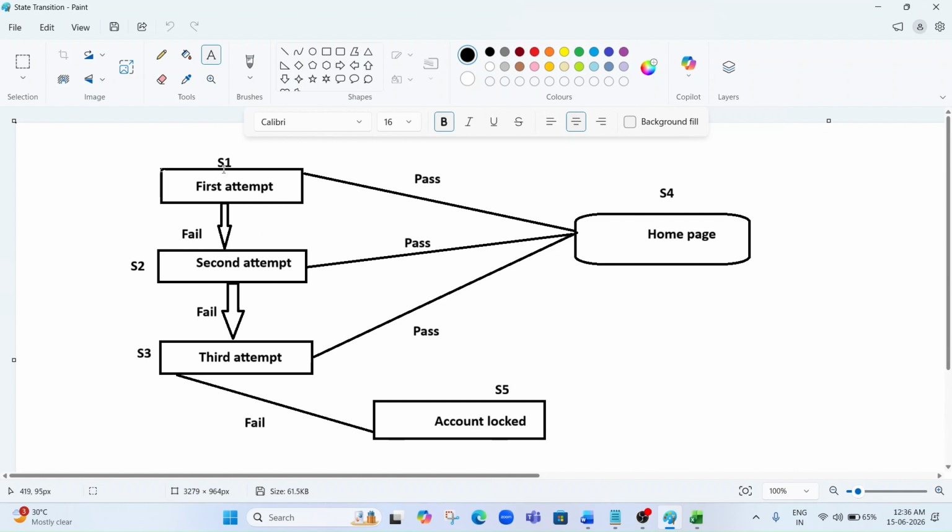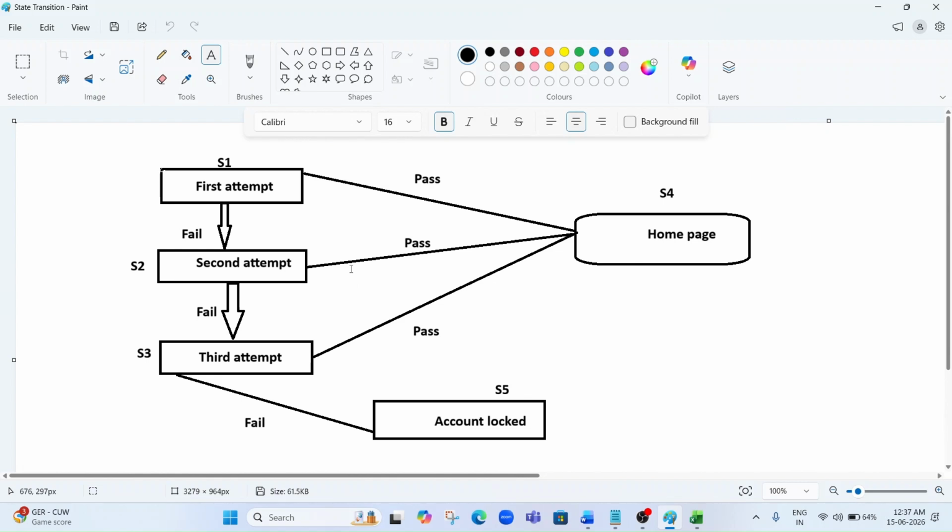Okay. So first condition, if pass, then redirect to home page. Second condition, if pass, redirect to home page. Third condition, if they provide a valid ID, pass, then redirect to home page. If the first attempt fails, then the second attempt fails, and the third attempt also fails, then the account will be locked. After the lock, maybe the company has set some different condition for unlocking the account. But for state transition, this example is very suitable.